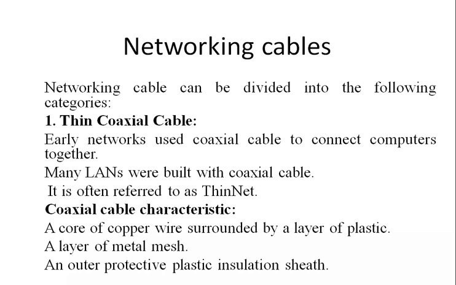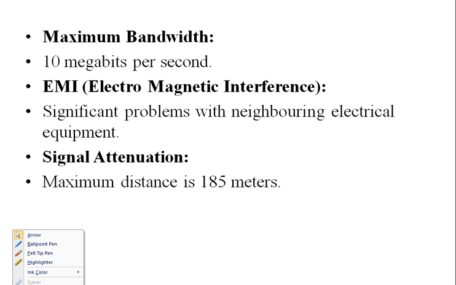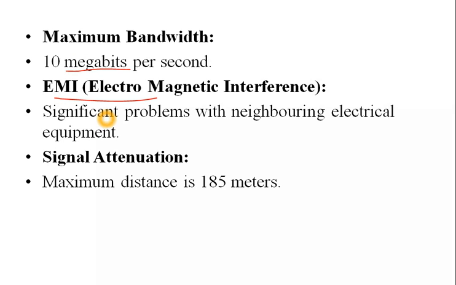Coaxial cable characteristics. What is the characteristic of coaxial cable? A core of copper wire surrounded by a layer of plastic, a layer of metal sheet, and an outer protective plastic insulation sheath. The maximum bandwidth of this thin coaxial cable is 10 megabit per second. Electromagnetic interference: significant problem with neighboring electrical equipment. This is the disadvantage of this one. Signal attenuation: maximum distance is 185 meters. Compared to shielded twisted pair, it is good.